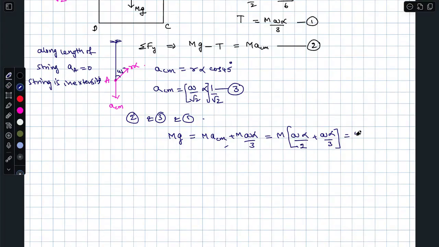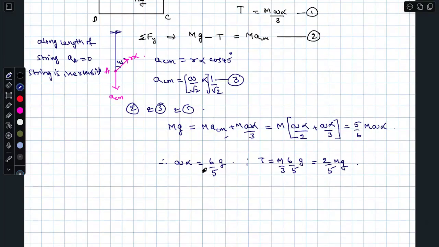So this will become 5/6 times MA alpha. So therefore, A alpha can be written as 6/5 g. So therefore, tension is equal to M/3 times A alpha, 6/5 g. This is nothing but 2/5 mg. Any doubts?